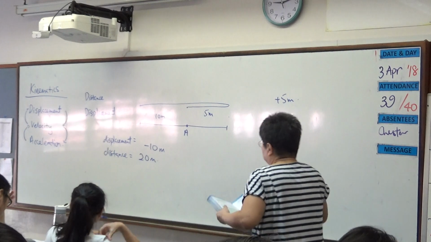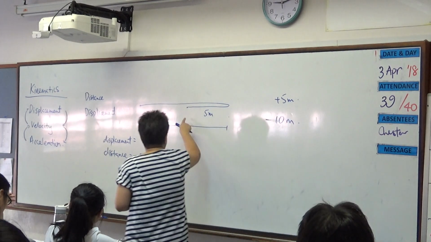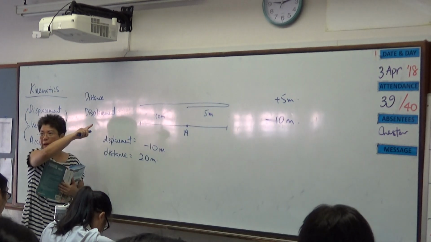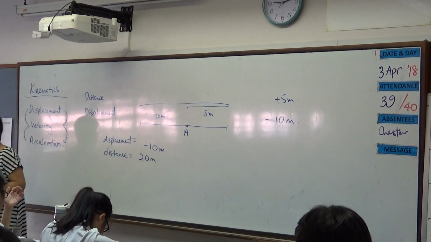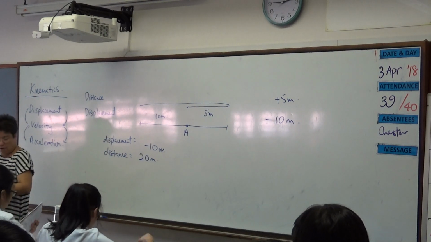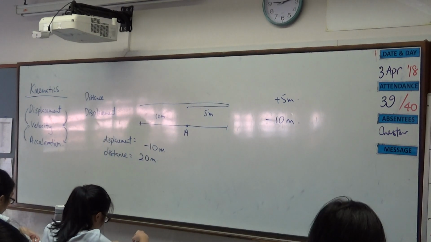Usually when it goes forward, velocity is positive. If it goes backwards, the velocity will be negative. I think you've done that in physics as well, right? Okay, good. Now, next page.